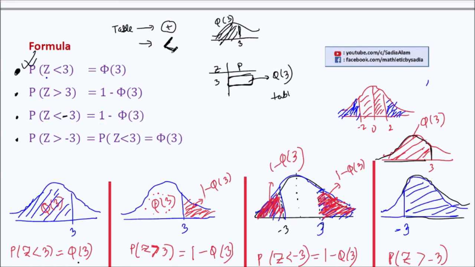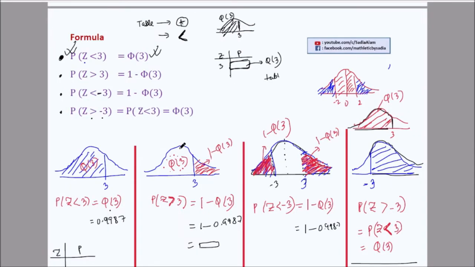Okay, so if you have positive less than, you can directly use phi. If you have negative, you do 1 minus. If you have greater than, you do 1 minus. And the last one is z greater than a negative value, as in opposite to both these situations. You can just reverse the sign, z less than 3, and then that's phi of 3, the first line. Okay, so these are the 4 formulas that we will be using to solve this chapter.